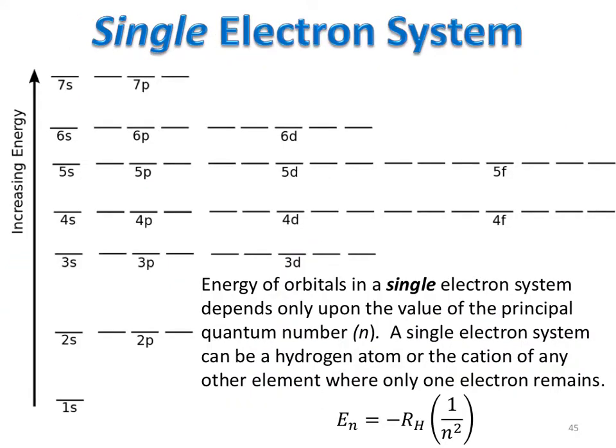Finally, what we find in the single electron system, the one that we've been principally focusing on, the hydrogen atom, is that all the orbitals that have the same principal quantum number, that is n, have the same energy. So the 1s is down here, the 2s and the 2p are all in the same line, the 3s, 3p, and 3d are in the same line, and so forth. This is not the case, however, with the multi-electron system, as you'll see in part 3.